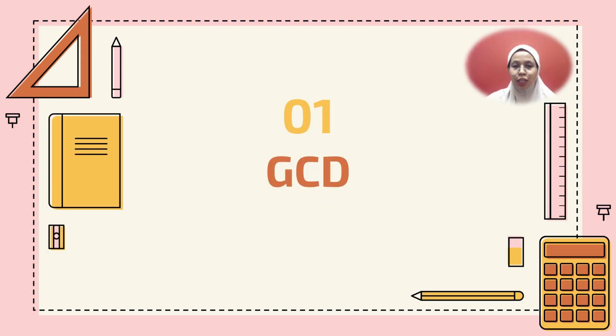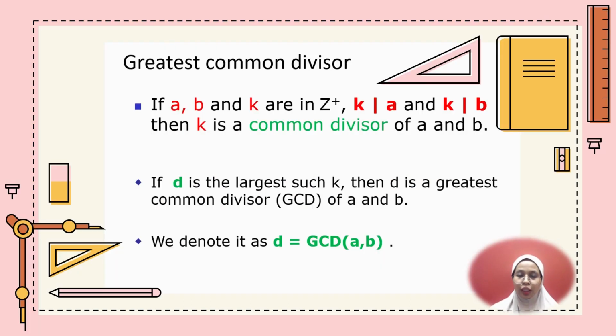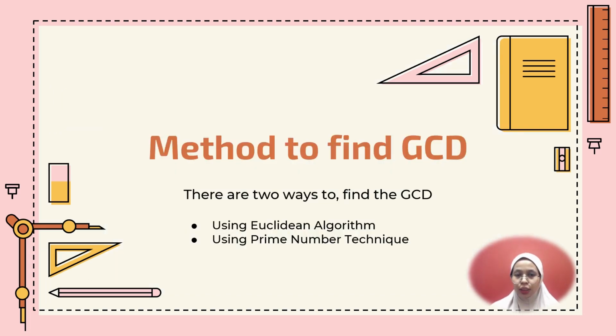Okay, first I will explain about GCD. GCD is the greatest common divisor, the largest number that divides evenly into a given set of numbers. It is useful to know this for reducing fractions. You can see this explanation about GCD. GCD has two methods to find it. The first is the Euclidean algorithm, and the second is the prime number technique.